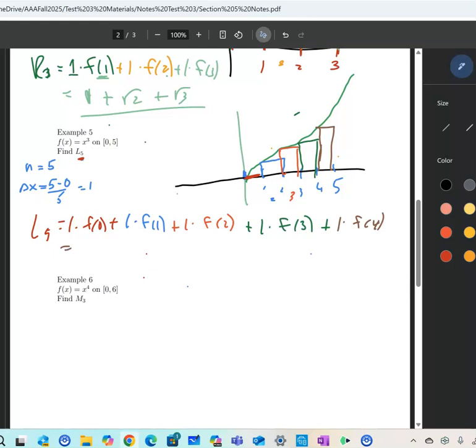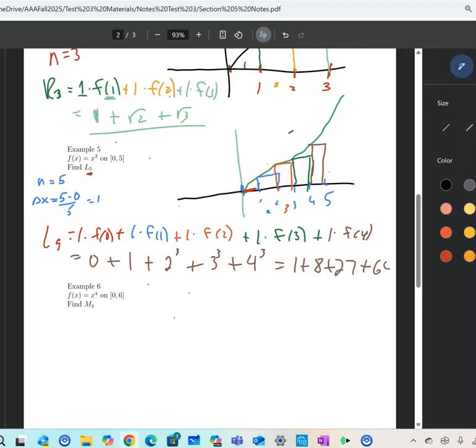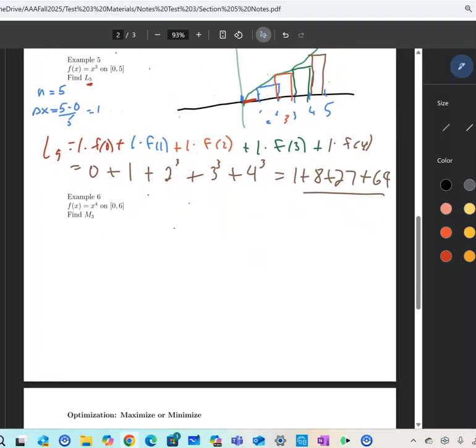So I plug these numbers into the cubic function. I get 0 cubed, I'll just put it there for effect, plus 1, plus 2 cubed, plus 3 cubed, plus 4 cubed. So I get 1 plus 8 plus 27 plus 64. I don't have a calculator right here, so I'll just let you add that up.